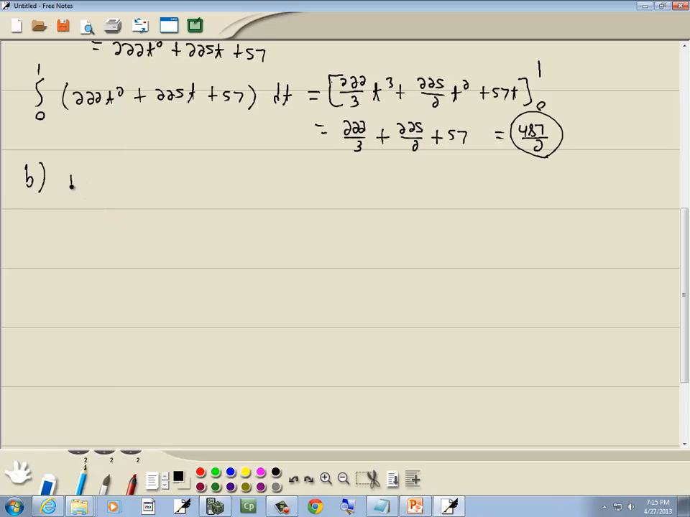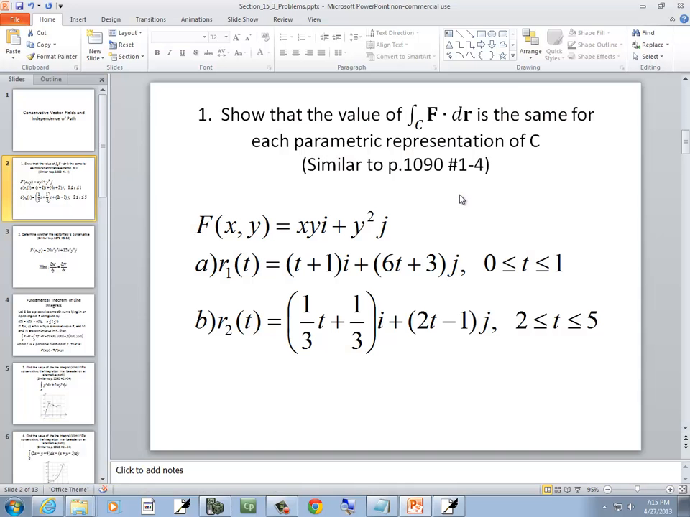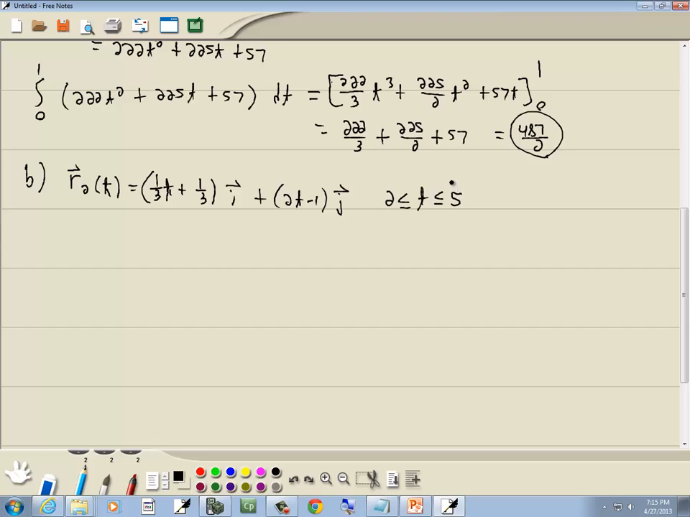Okay, part B. We got r sub 2, this is a vector, equals 1/3 t plus 1/3 i plus 2t minus 1 j from 2 to 5. Well, we're going to go through the same steps on this.